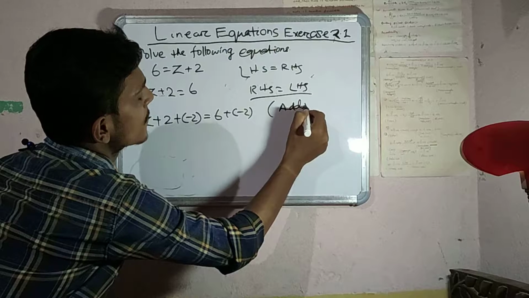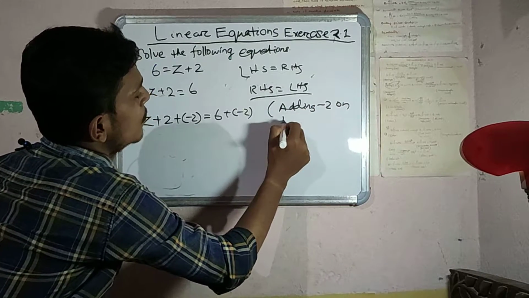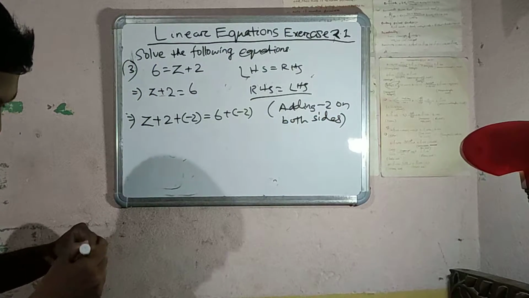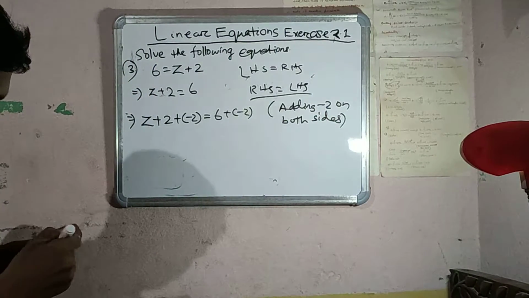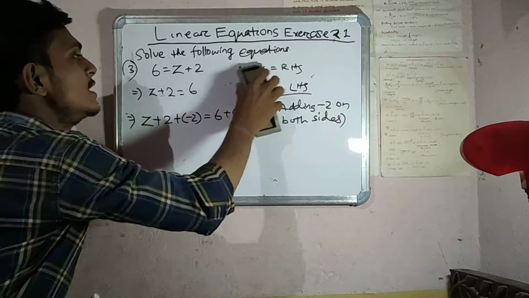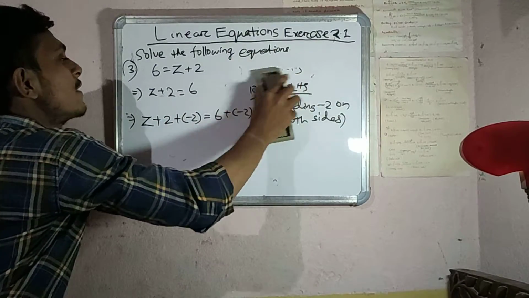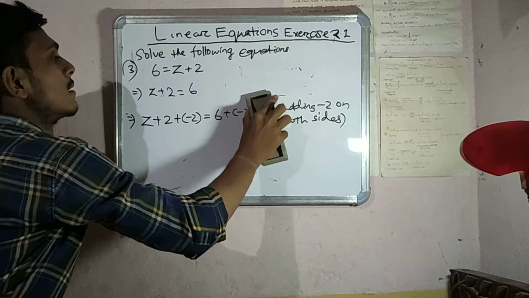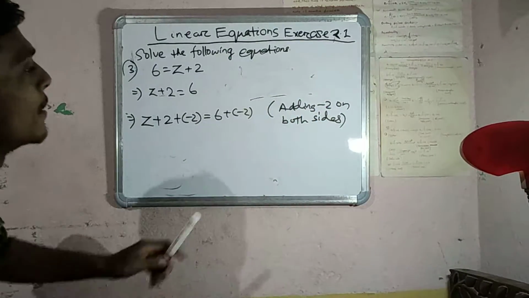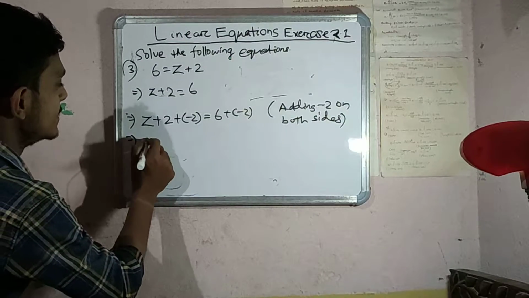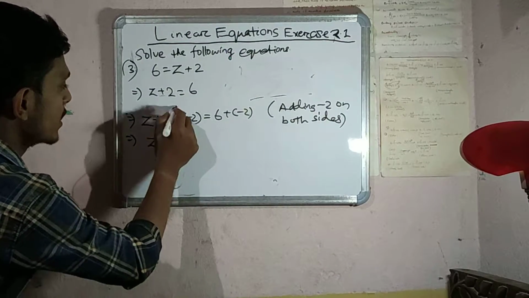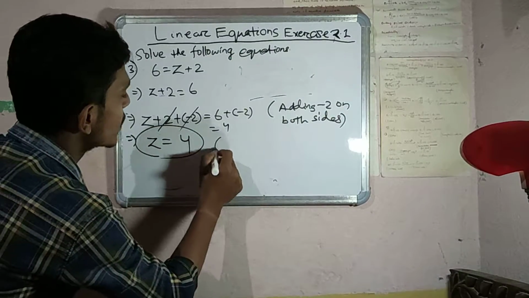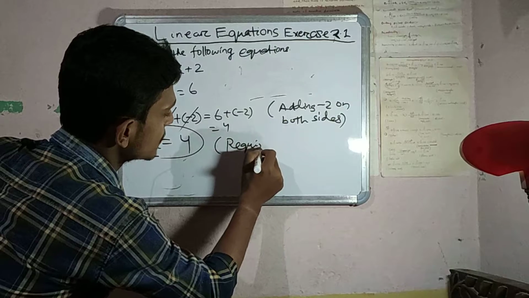Adding minus 2 on both sides. Okay, this is not written, this is only to understand. So adding minus 2 on both sides, z is equal to 4 because this is cancelled and that is 4. Okay, so z equal to 4 is the required solution.